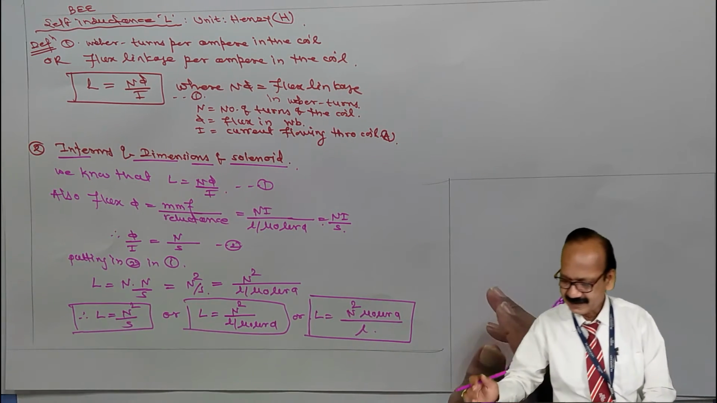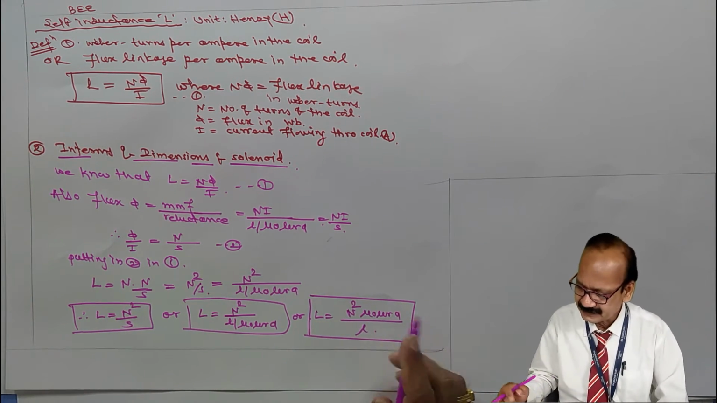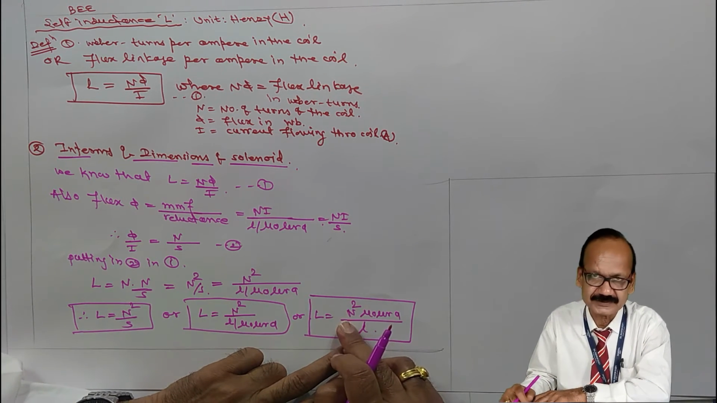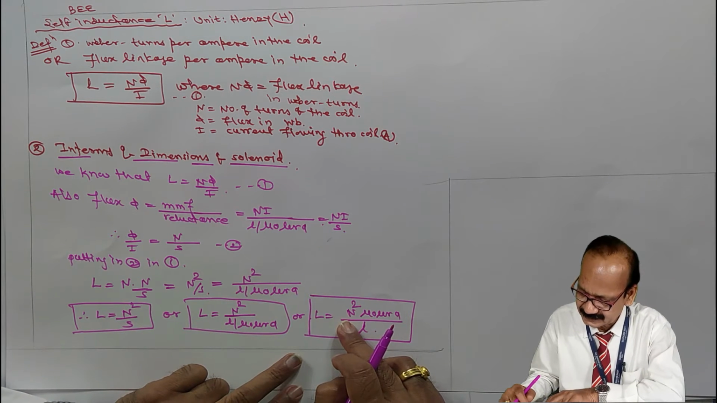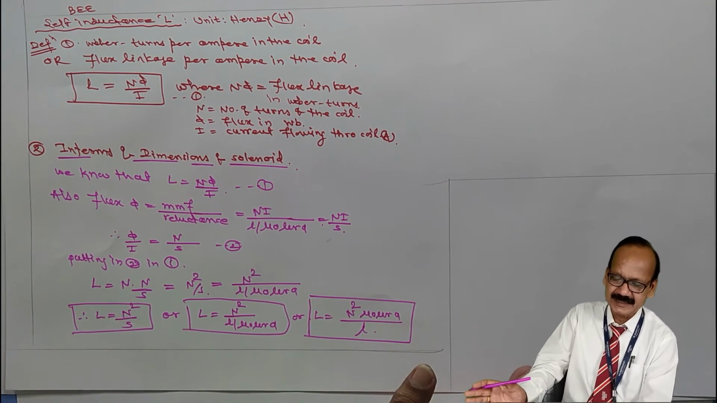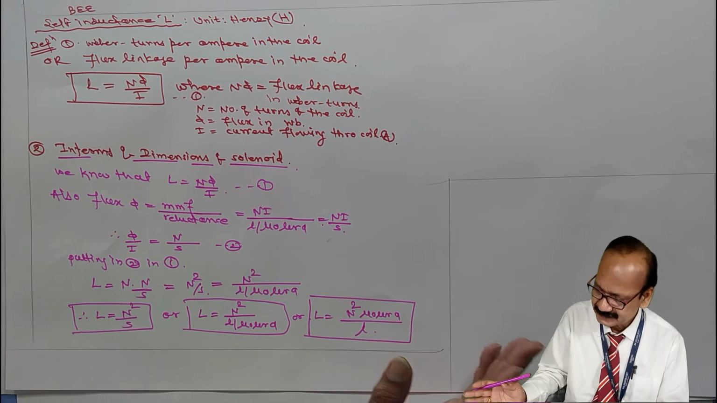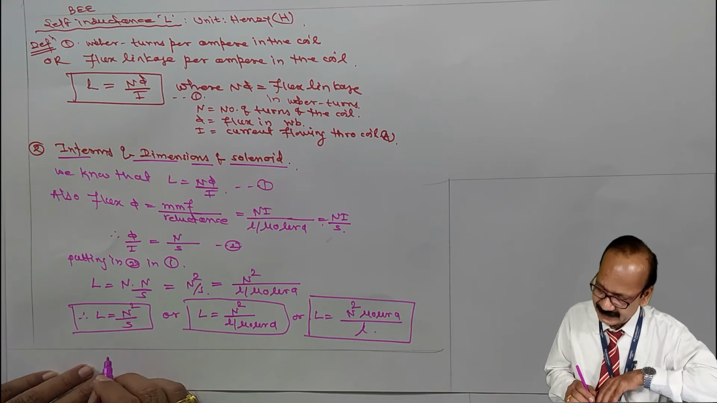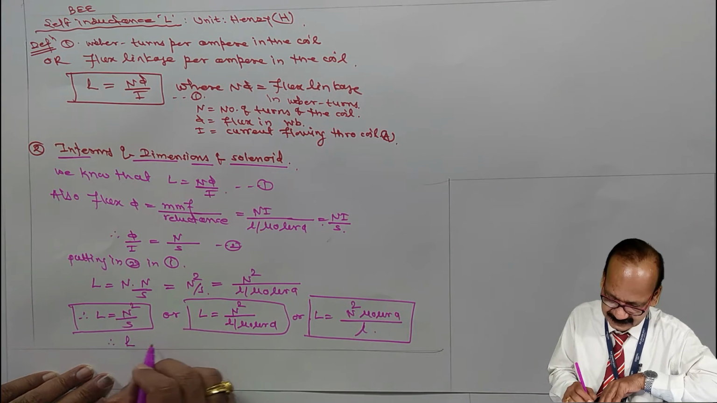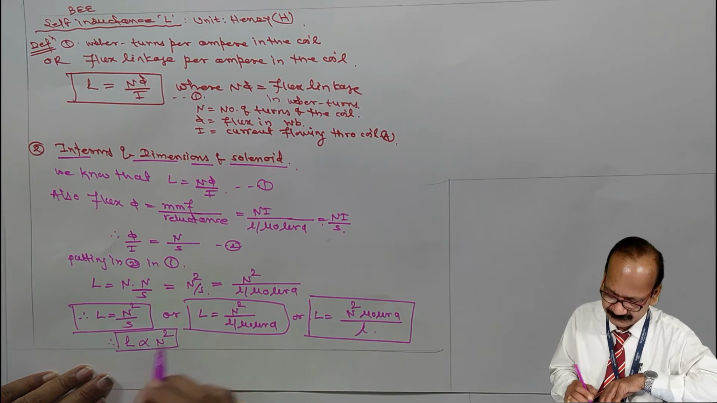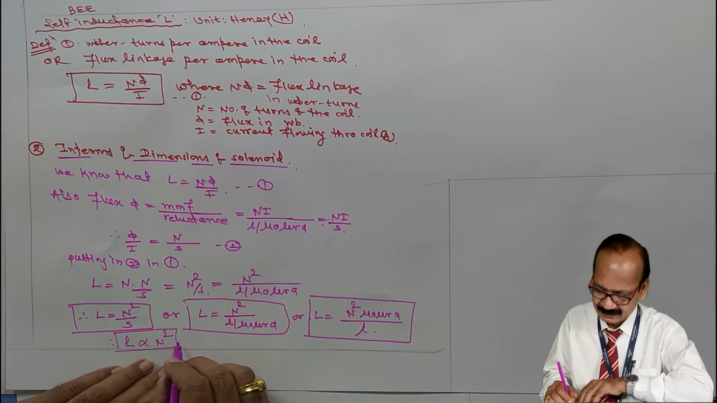Thus, the self-inductance is inversely proportional to length of the solenoid and directly proportional to square of number of turns. So if the dimensions of the solenoid are fixed, dimensions meaning area and length, the inductance is directly proportional to N square. Therefore, self-inductance L is directly proportional to N square if the dimensions of the solenoid are fixed.